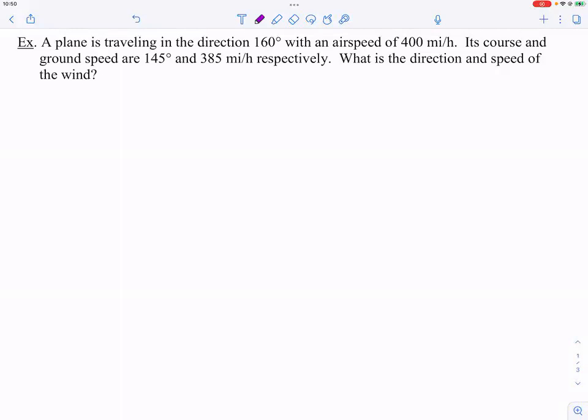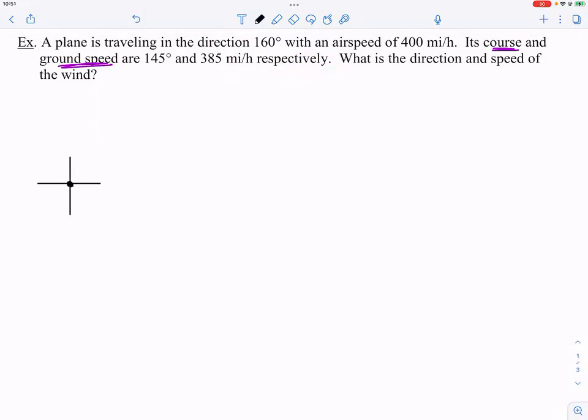So for this one, it is different from the previous question because it actually gave you the ground speed and the course in the question. That means they gave you the resultant. So you need to find out the gap. You need to find out the individual vector. So let me go ahead and draw the picture first. Again, go ahead, draw a good picture.